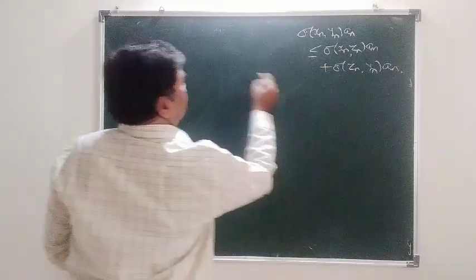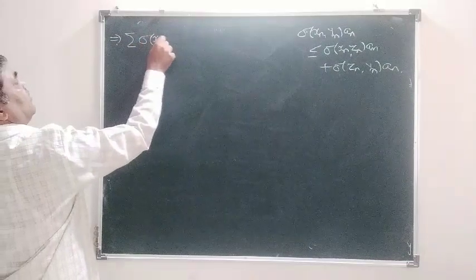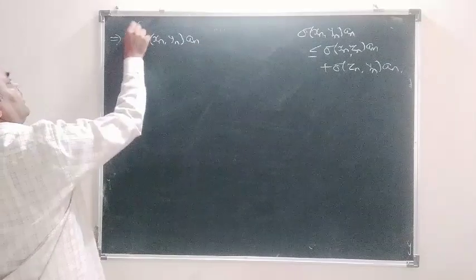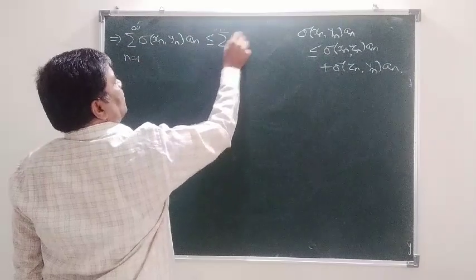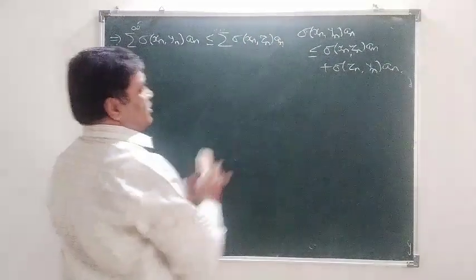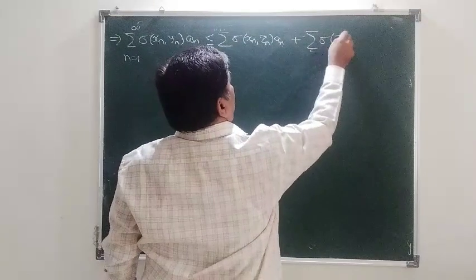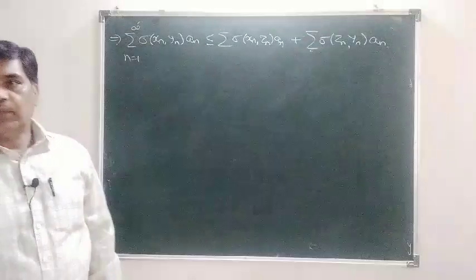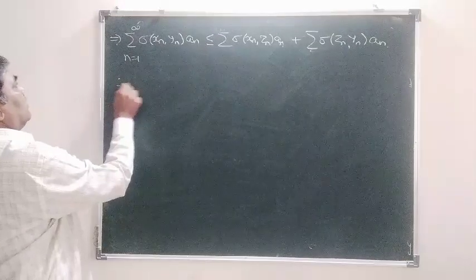This implies summation of sigma times xn yn am, n equal to 1 to infinity, is less equal summation of sigma xn zn am plus summation of sigma zn yn am. We'll get this. But what is sigma of xn yn?